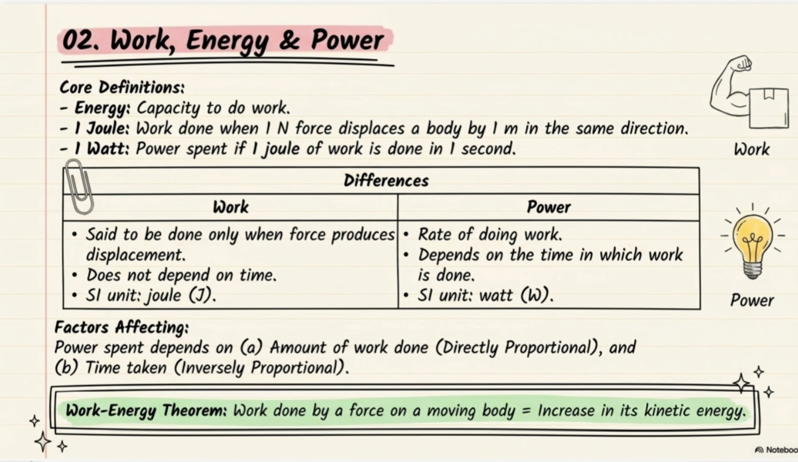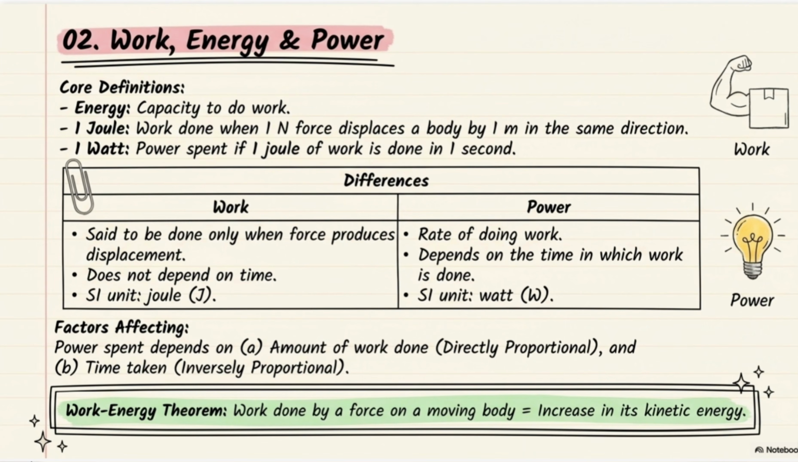Number 2. Work, power, and energy. Now let us move to work, power, and energy. Work is said to be done when a force causes displacement in the direction of the force. If there is no displacement, then no work is done even if force is applied. The formula for work is work equals force into displacement. The SI unit of work is joule. Next comes power. Power is defined as the rate at which work is done. Power equals work divided by time. Its SI unit is watt.